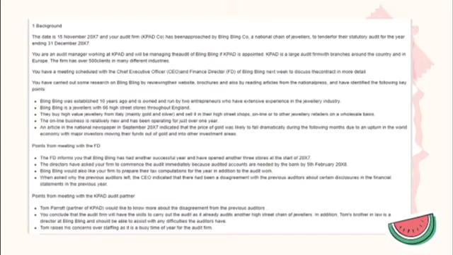Okay, so the first one, Bling Bling was established 10 years ago and is owned and run by two entrepreneurs who have extensive experience in the jewelry industry. Bling Bling is a jeweler with 66 high street stores throughout England. They buy high-value jewelry from Italy, mainly gold and silver, and sell it in their high street shops, online, or to other jewelry retailers on a wholesale basis. The online business is relatively new and has been operating for just over 1 year.